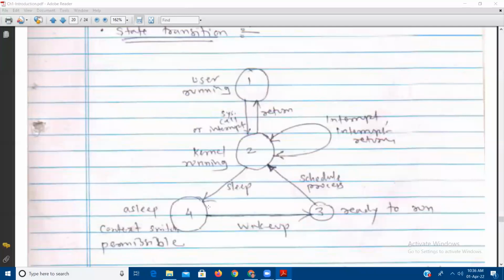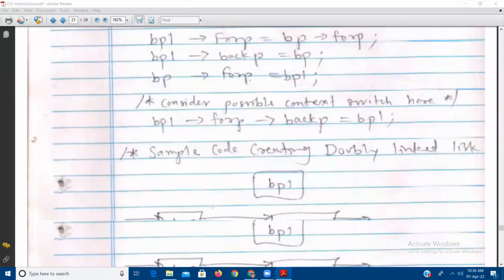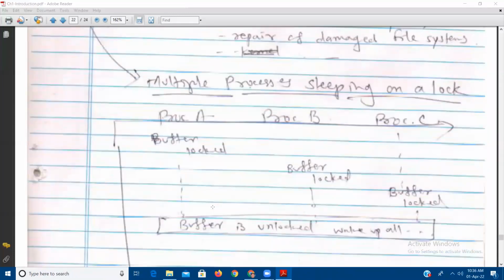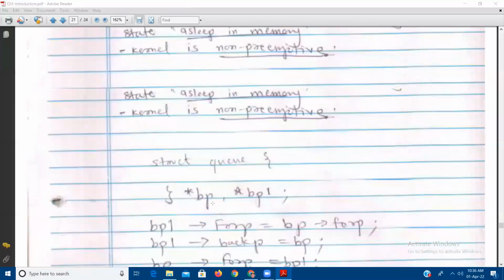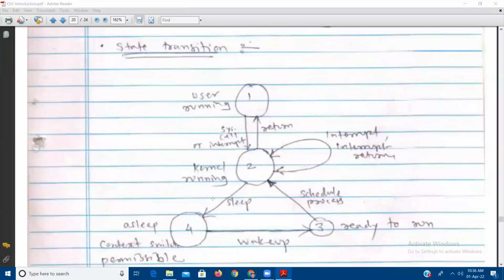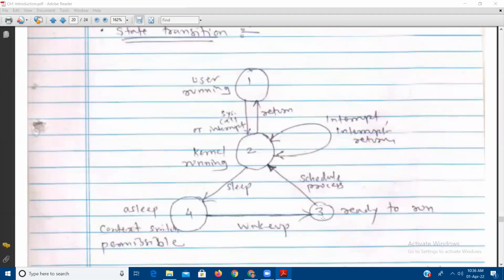So I think this is the last point from this chapter. Okay, so this is the last point. We'll discuss this point and then we'll stop the session. So draw this diagram. So these are the states: user running, kernel running, ready to run, and asleep.